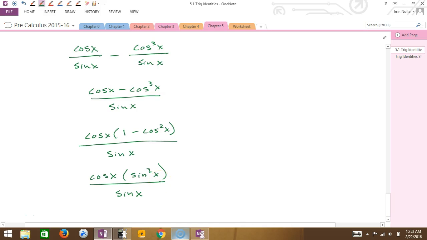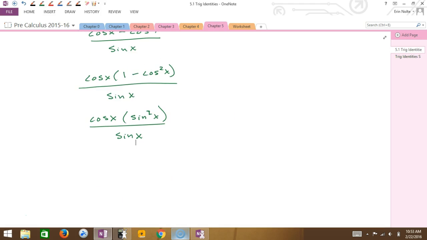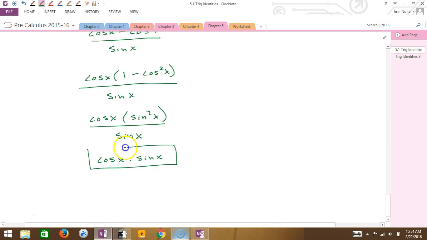Okay, so now what can you do if you have a sine squared over a sine? Cancel them out. So we're going to have a cosine times a sine. And can we condense that any further? Is there anything that is equal to cosine times sine? No. Okay, so this is simplified. This is a rare case that you see it not condensing into one trig identity.